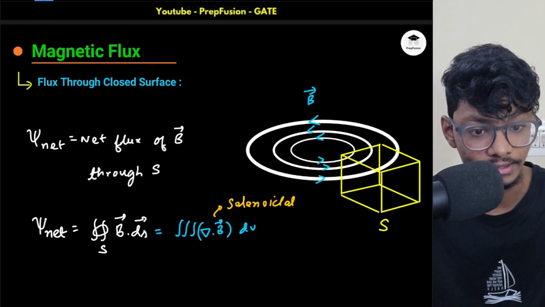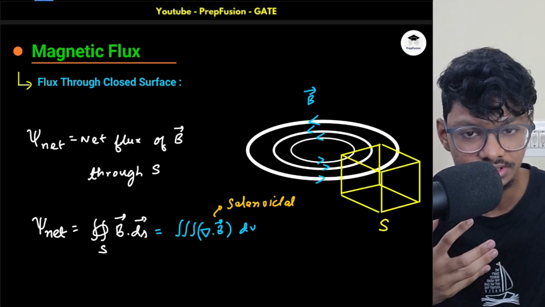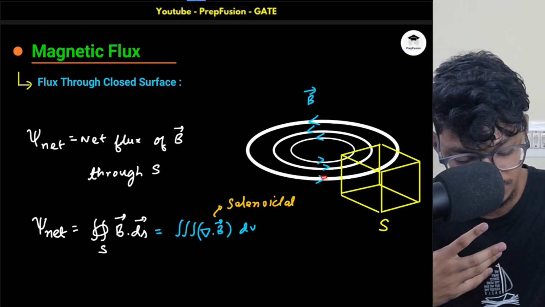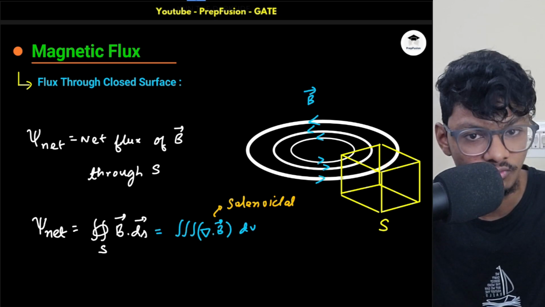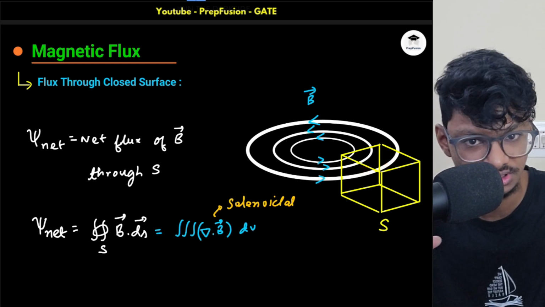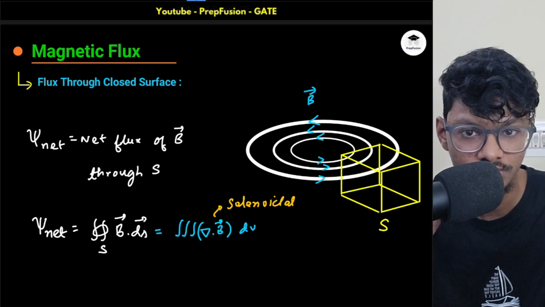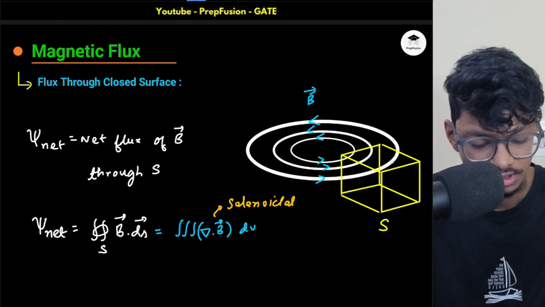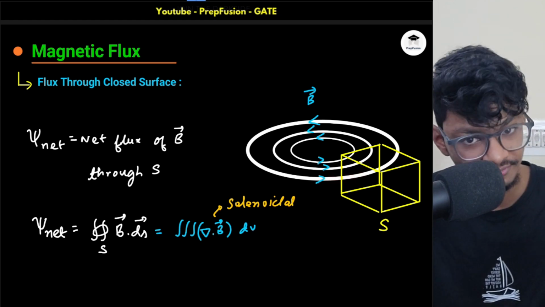Solenoidal means that the divergence of the magnetic field will be 0, because it doesn't have any source or sink. Wherever it exists, it exists with a source and sink. It's always a dipole, not a monopole. Okay, so here I can visually see it as well.